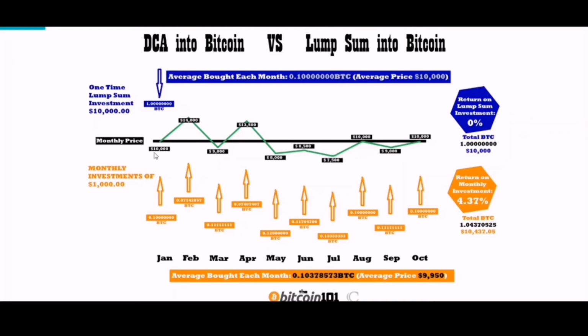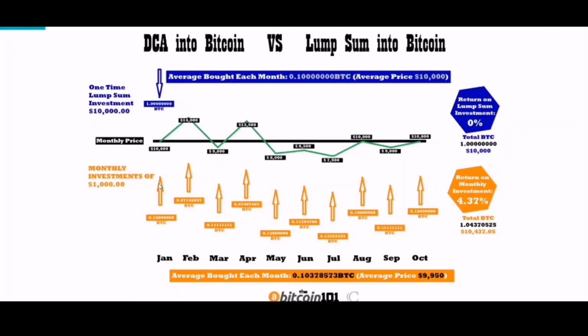Okay, so the first month in January, the price was $10,000 when we did our buy. This guy here, he went the one-time lump sum route, and he bought his full Bitcoin for $10,000. This is the route that we took, and we broke it up into 10 payments. Our first payment in January of $1,000 bought us 0.1 Bitcoin. The second month in February bought us 0.0714. Okay. In March, 0.111. April, 0.07.